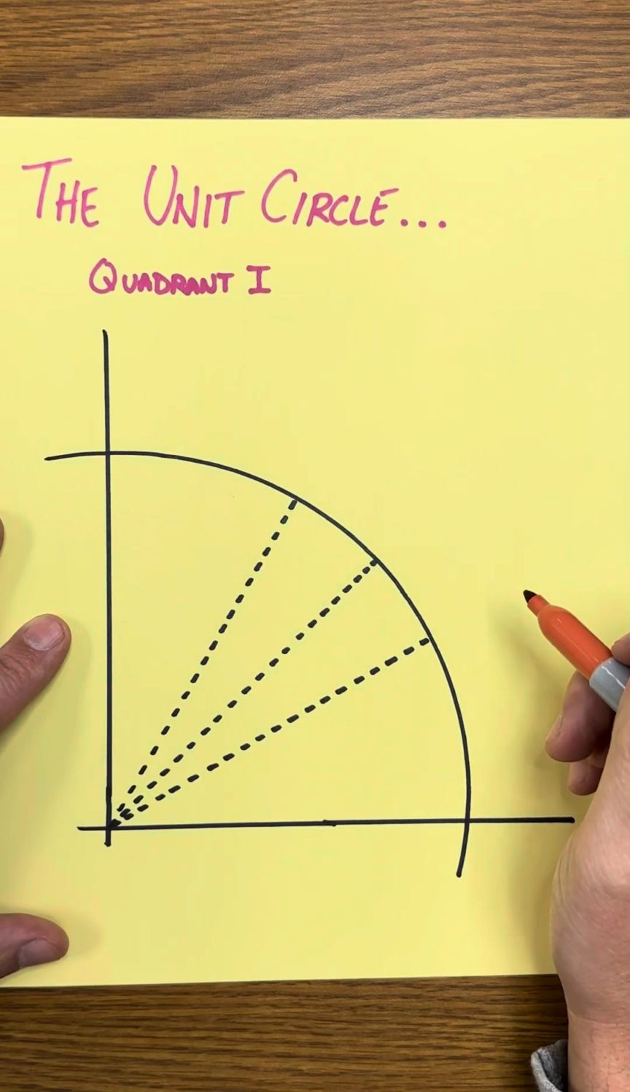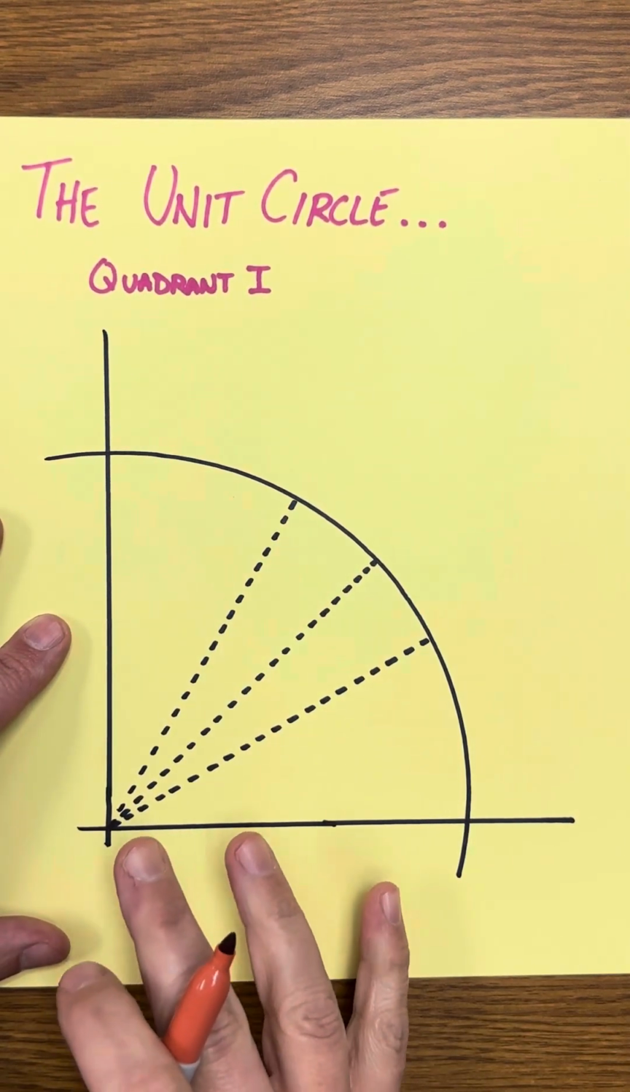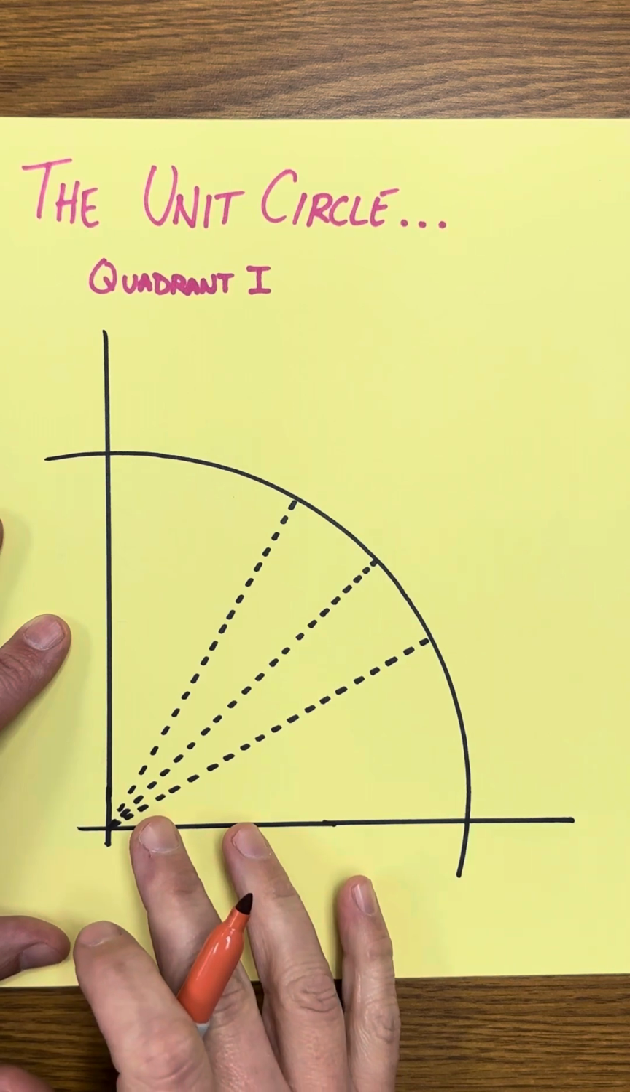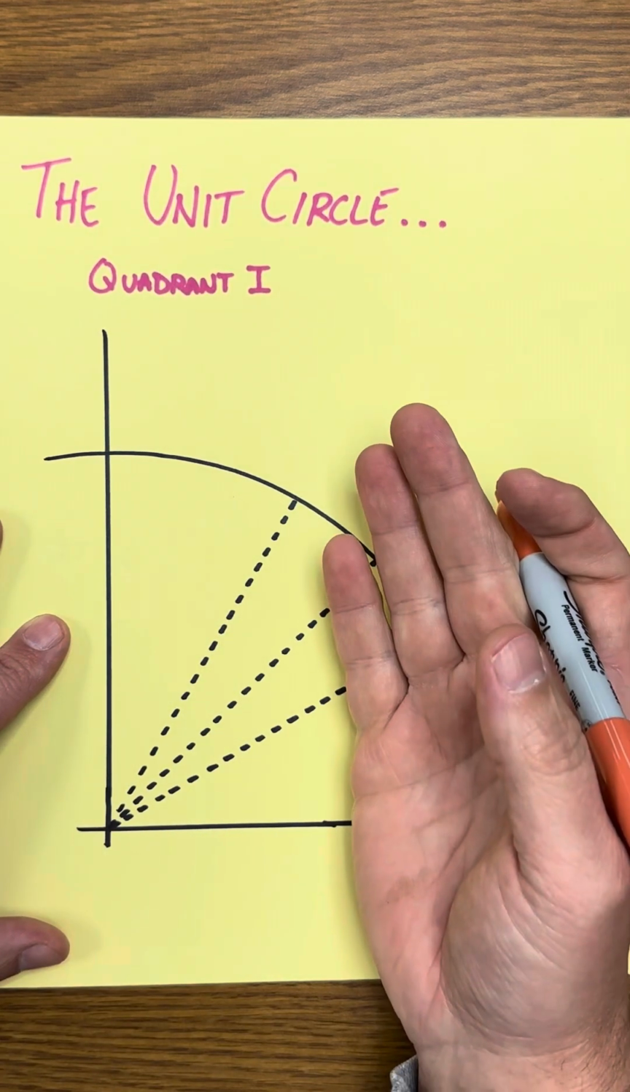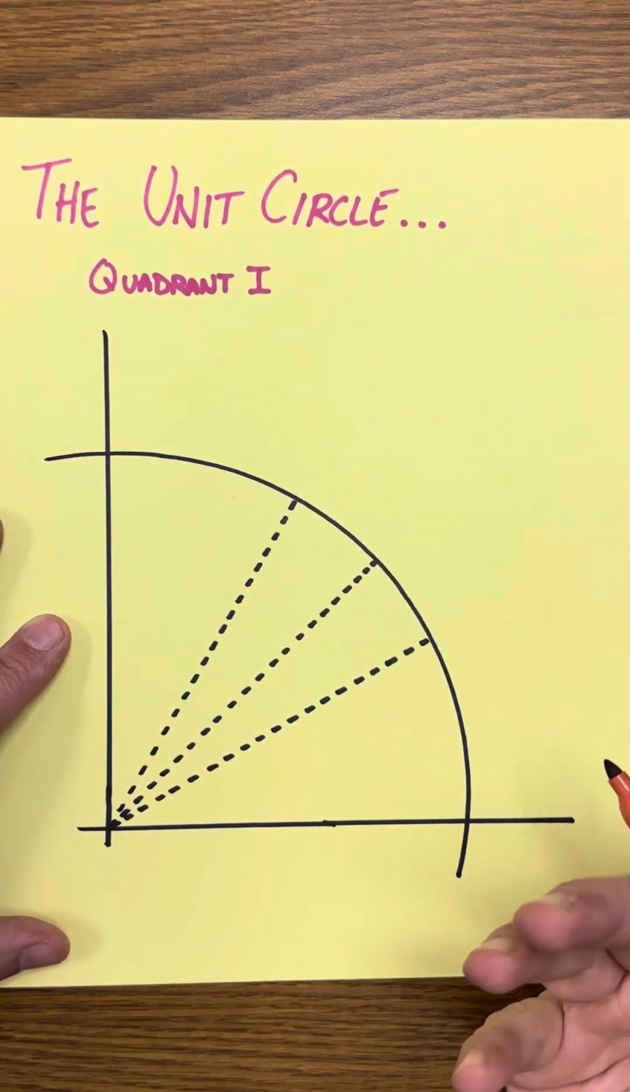In this video, I want to begin to talk about the unit circle. And I'm just going to look at quadrant 1 of the unit circle, because if you can learn quadrant 1, then it's very easy to just reflect these points over the different axes to get quadrants 2, 3, and 4.